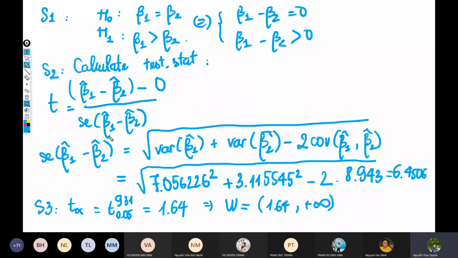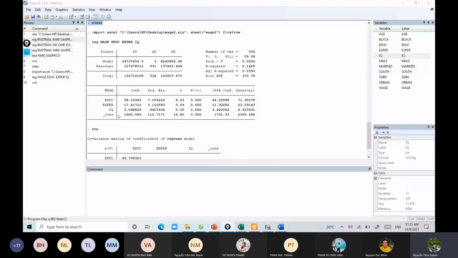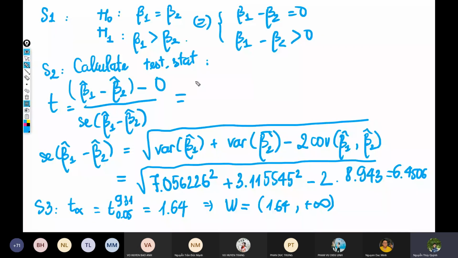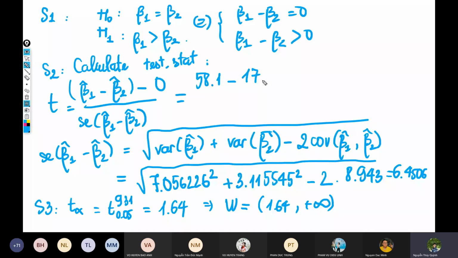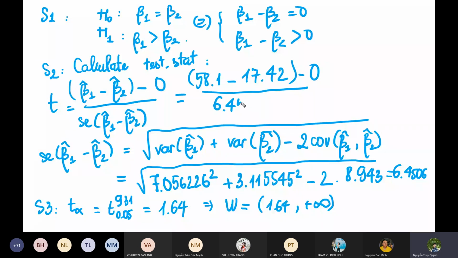Oh wait, I forgot to calculate the test statistic. So this test statistic here, we have beta 1 hat, which is 58.1, minus beta 2 hat, which is 70.42, minus 1 and minus 0, divided by this one, 6.4506. What is the value of this TS? 6.31.